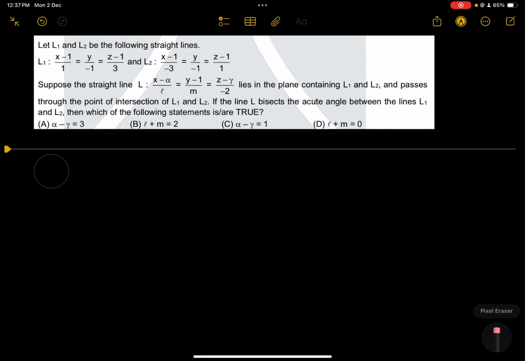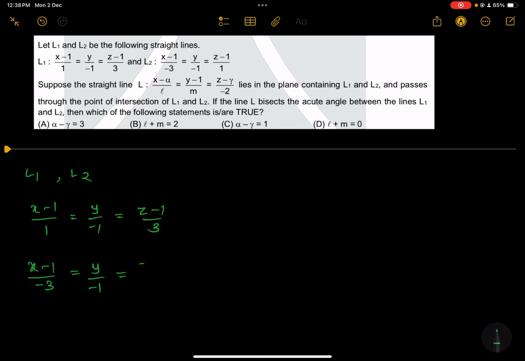So now we have two lines given, L1 and L2. L1 is (x minus 1) by 1 is equal to y by minus 1 is equal to (z minus 1) by 3, and L2 is (x minus 1) by minus 3 is equal to y by minus 1 is equal to (z minus 1) by 1. So we have two lines like this.